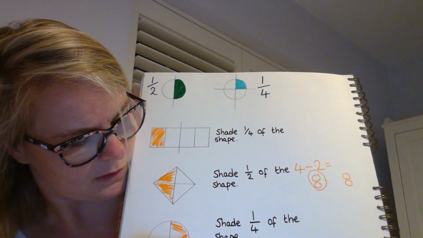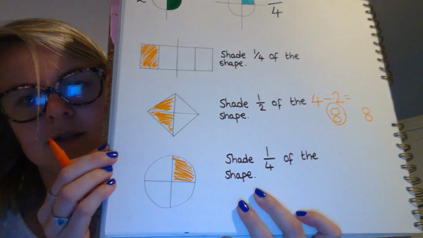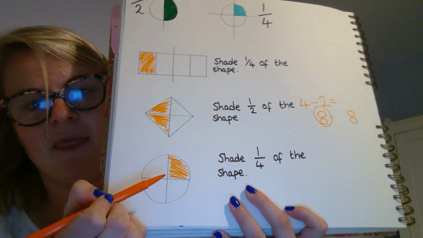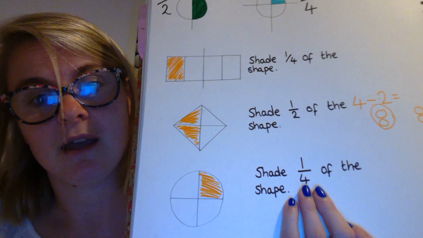So I'm just going to shade in one. Again, yours is going to be a lot neater than mine if you've got more time than I have. And there is my quarter of my shape shaded in. So it's really simple to shade in our shapes, our fractions of our shapes.